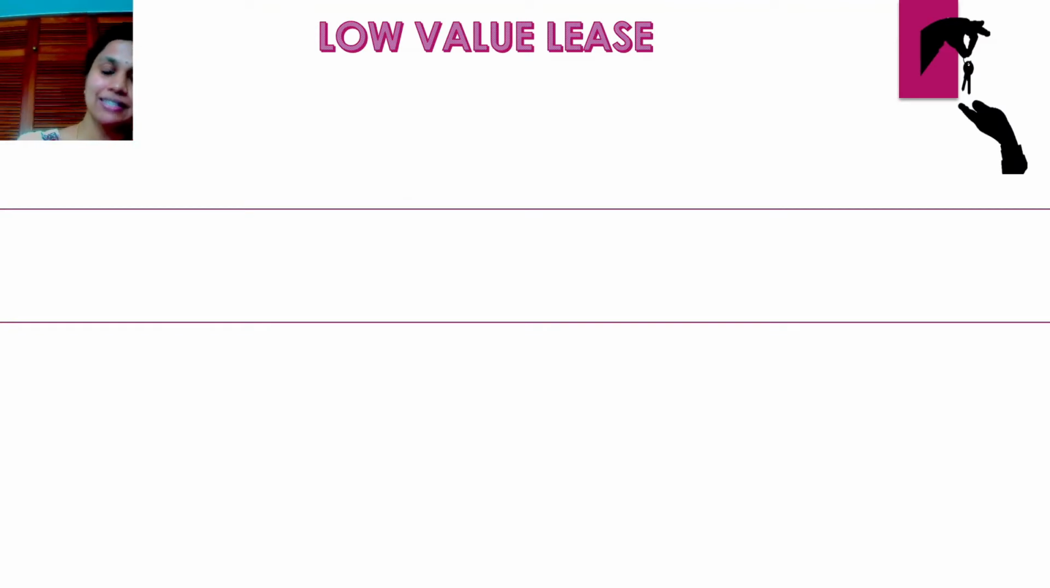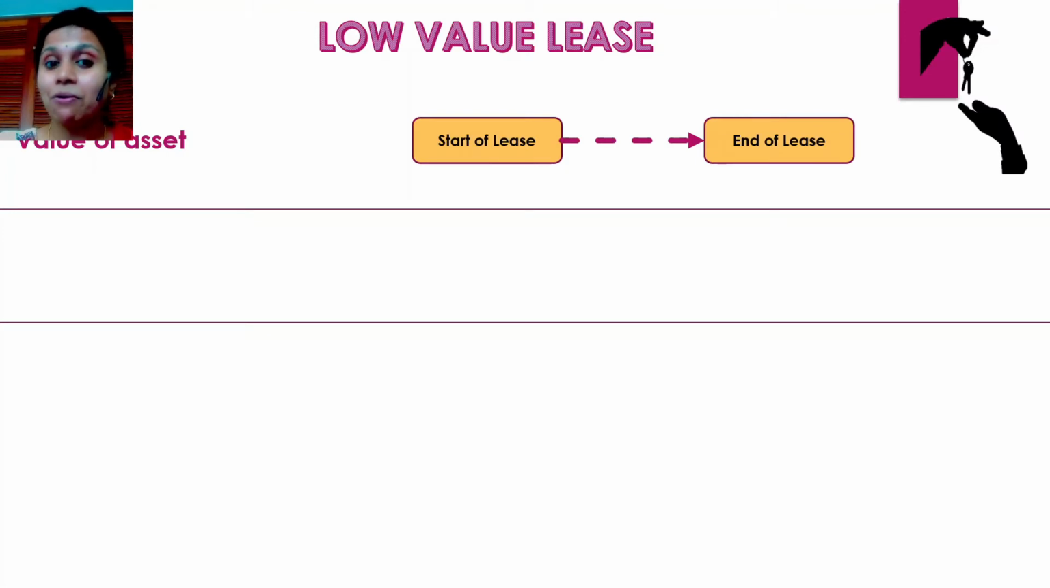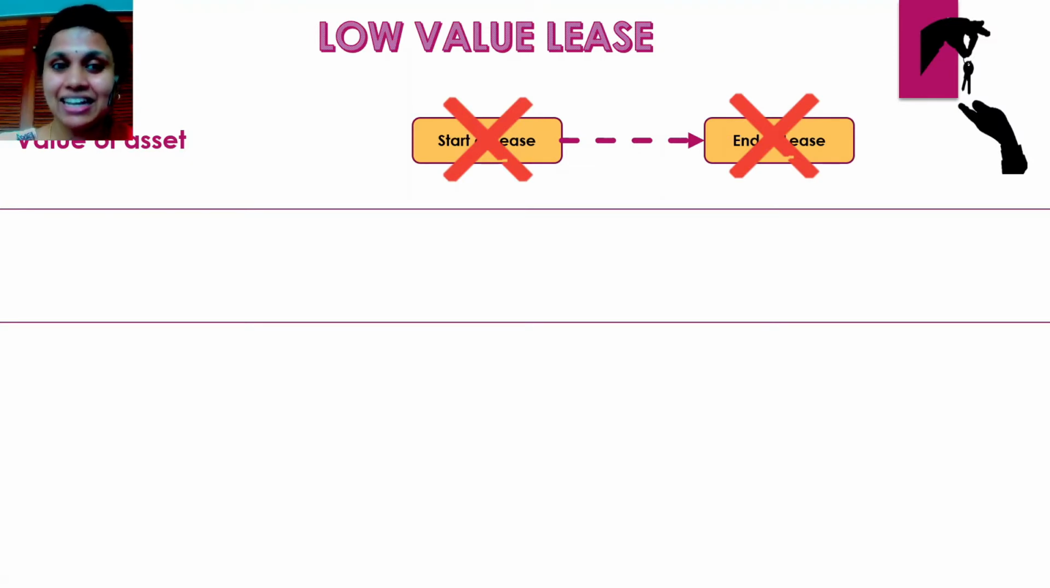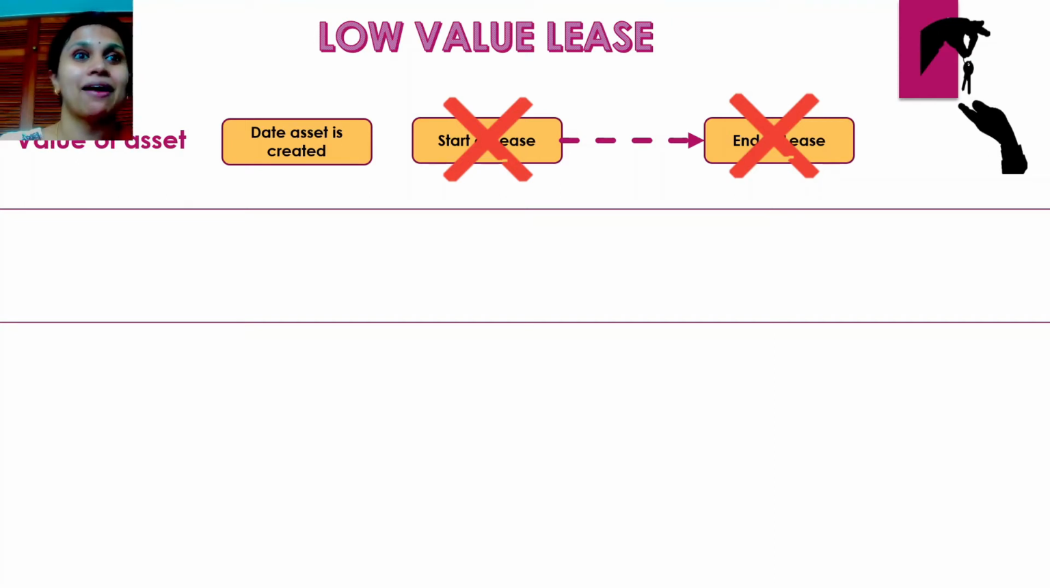Again, as the name suggests, a low value lease is a lease where the value of the underlying asset is very low. Standard does not prescribe what is the value that will be considered. It is left to the discretion of the lessee. An important point though is when, as on when will you calculate this value? Do you think it's on the start date of the lease or the end date of the lease? So most of us would say the start date of the lease to see if it is low or not. But no, neither of these dates. It is the date when the asset is created or the date when the asset is brand new.